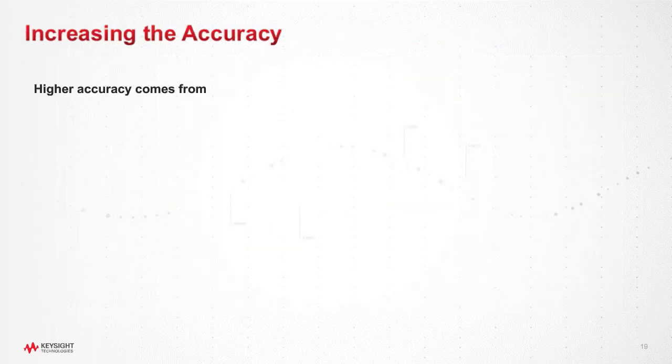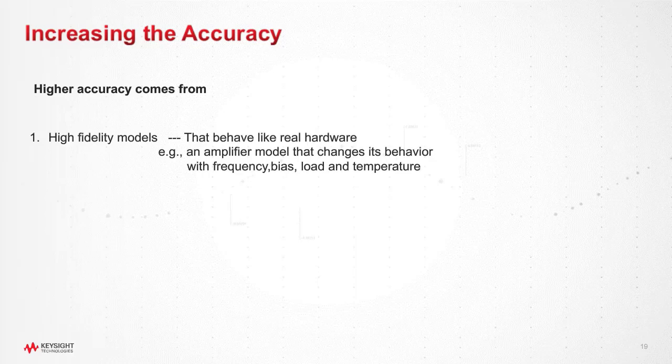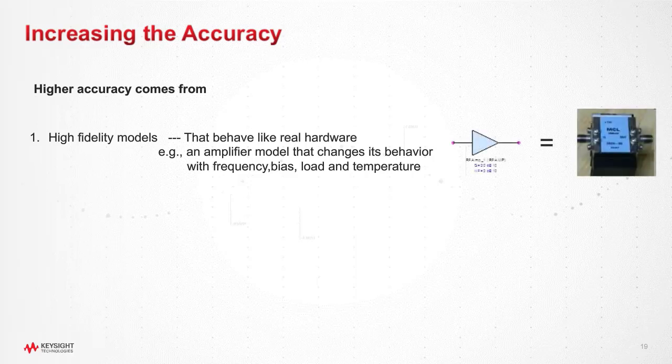Increasing the accuracy. How can we increase the accuracy of the models? First of all, higher accuracy comes from models that actually behave like the hardware. For example, as shown on the left-hand side picture is the amplifier model icon. It should behave like the amplifier actually in the lab. So we should capture the behavior of the amplifier under varying frequency conditions, under biasing conditions, under load conditions, under temperatures. We can capture that and then put it into the tool.